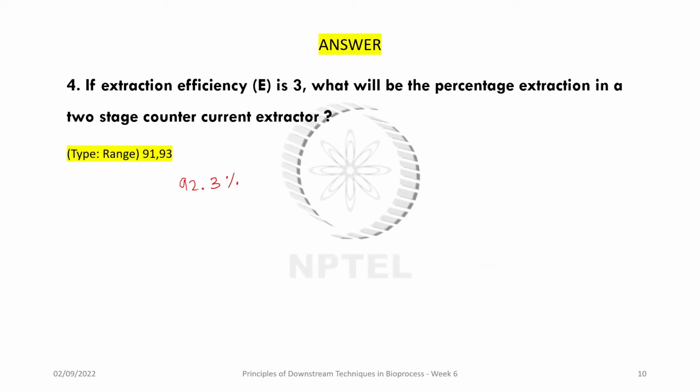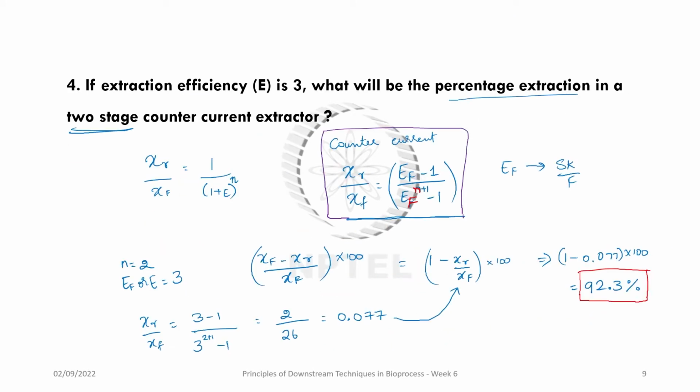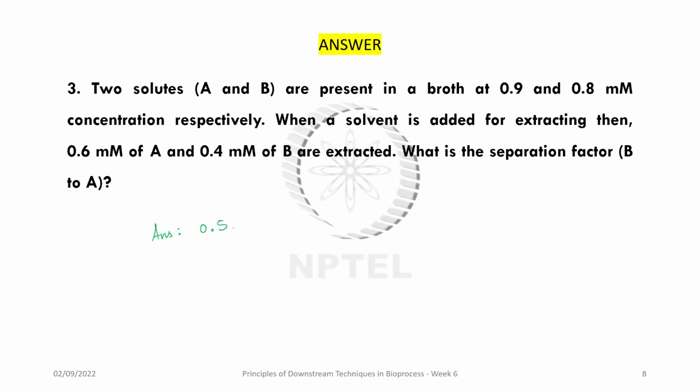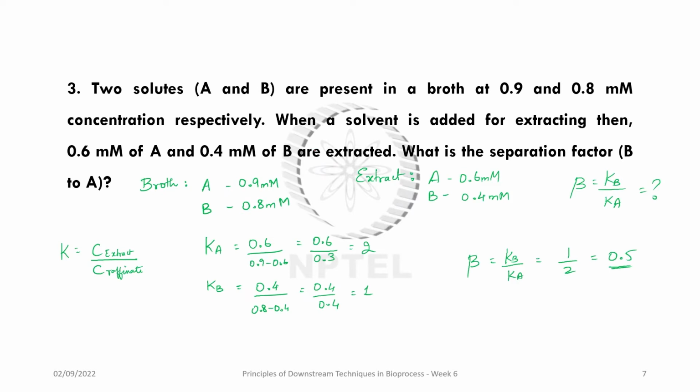Also, I had replaced question number 4 or 3, maybe. Yes. So I don't know whether you went through this question also. Two solutes A and B are present in a broth at 0.9 and 0.8 millimolar concentration respectively. When a solvent is added for extracting, then 0.6 millimolar of A and 0.4 millimolar of B are extracted. What is the separation factor?